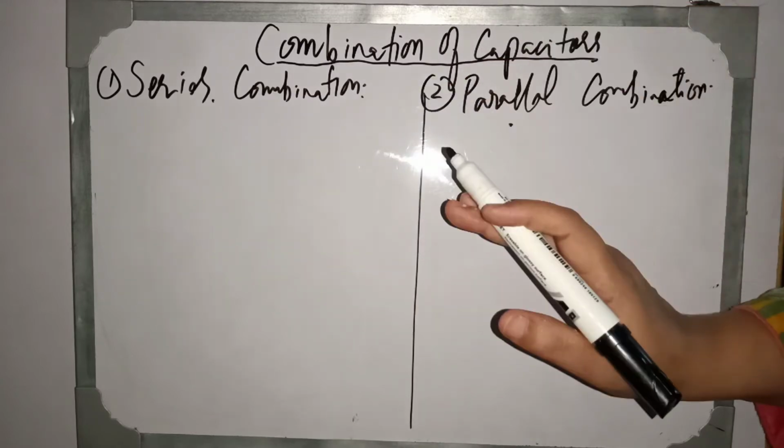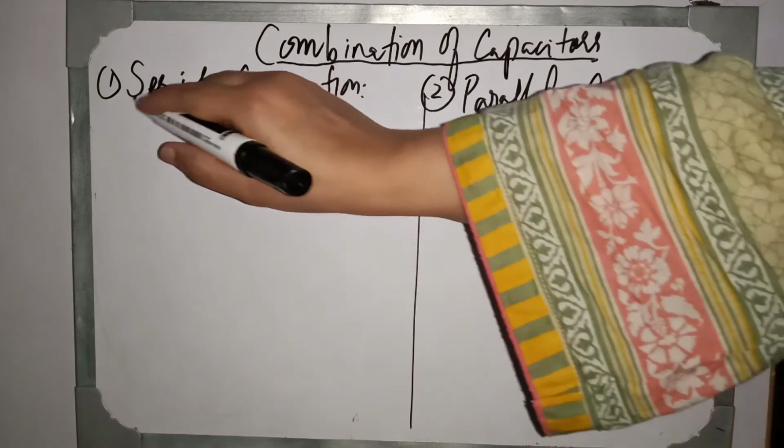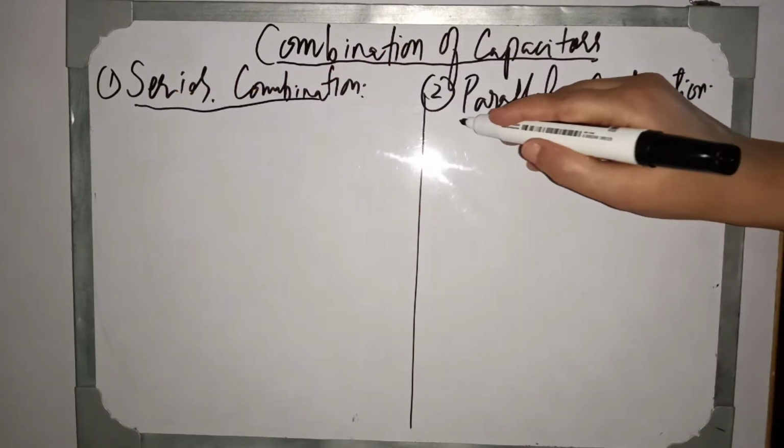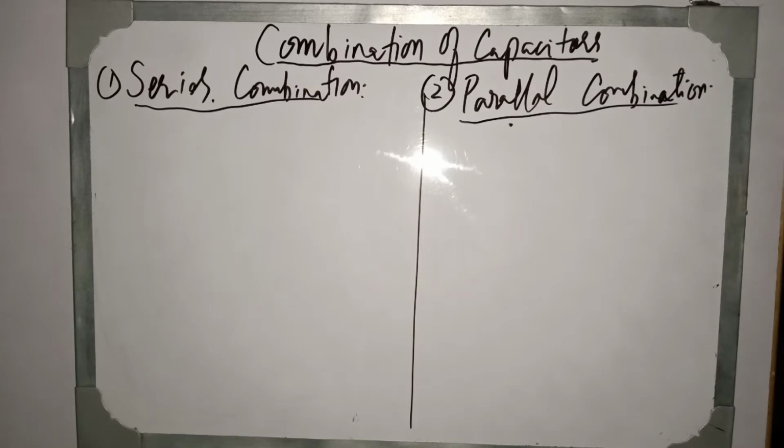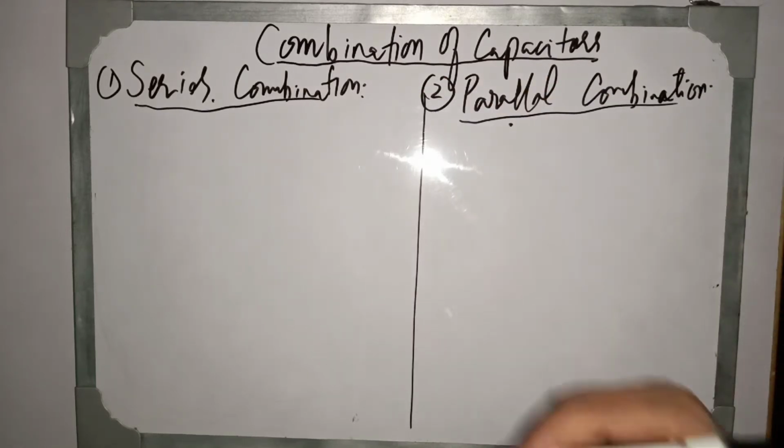All these topics can be studied comparatively. On one side we will find out series combination, whereas on the second side we will find out parallel combination, and we will make the diagrams also. First of all, we take series combination.